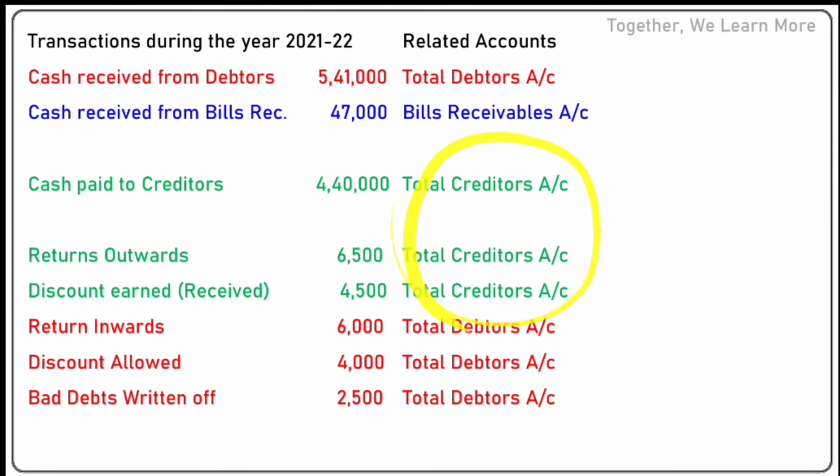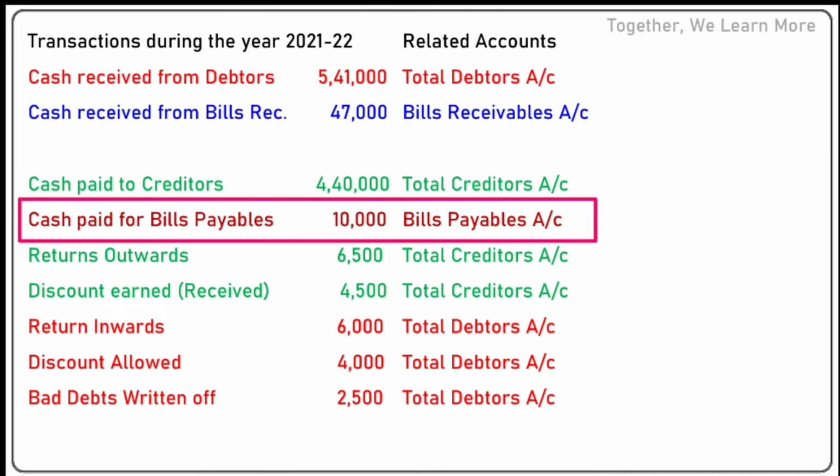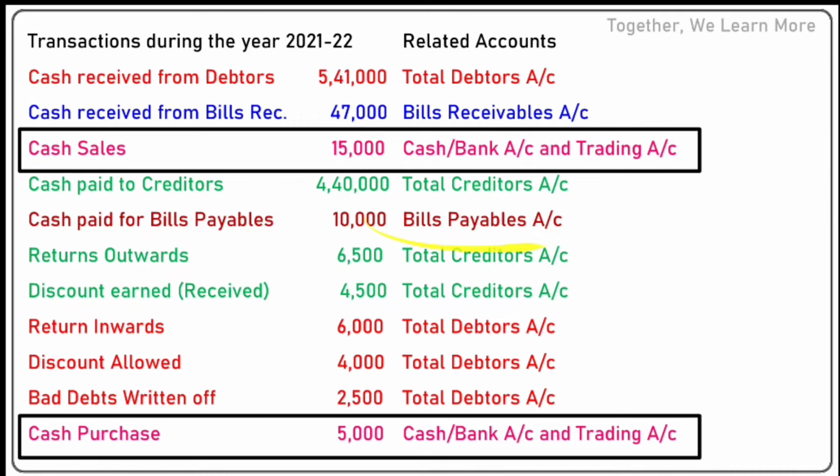So we will transfer these to the creditors account. Cash paid for bills payable we will transfer to the bills payable account. And the remaining two transactions, that is cash sales and cash purchase, are transactions related to the cash and bank account, and further we will transfer to the trading account.